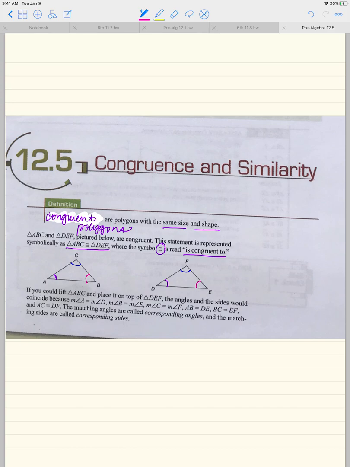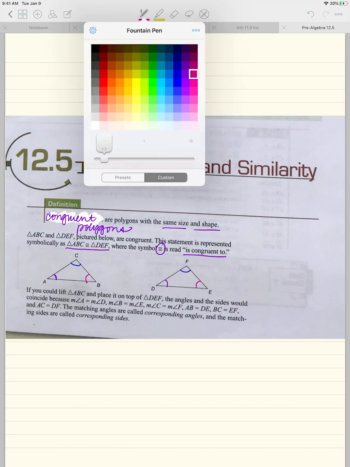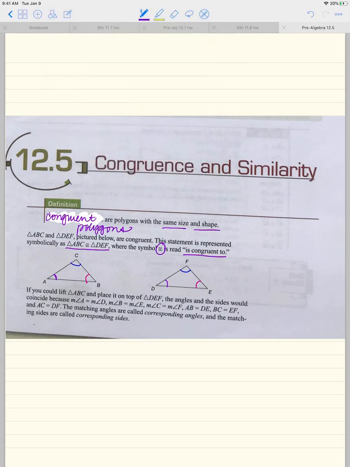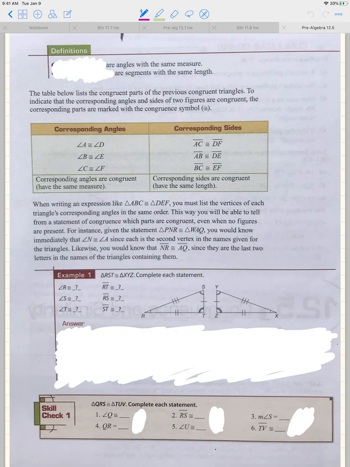That also tells us that AC is equal to DF, FE is equal to CB, and AB or BA is equal to DE. Okay, matching angles are called corresponding angles. Matching sides are called corresponding sides.